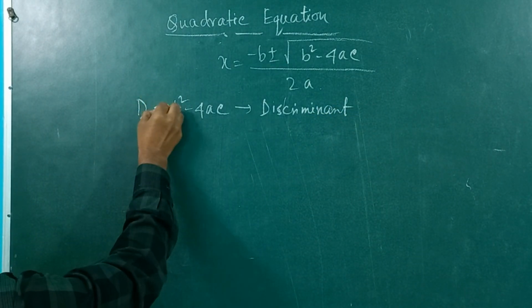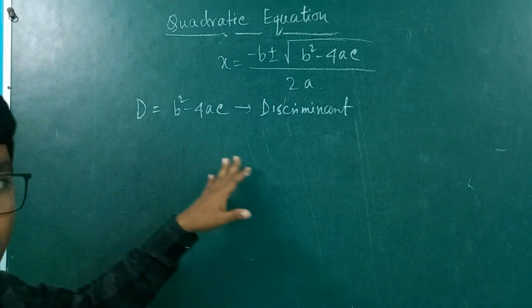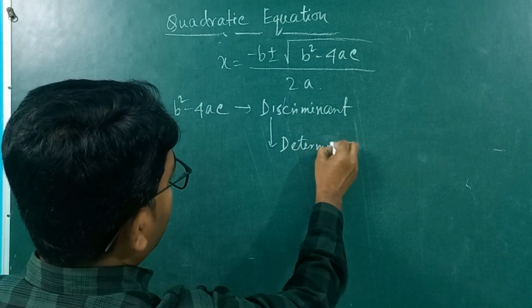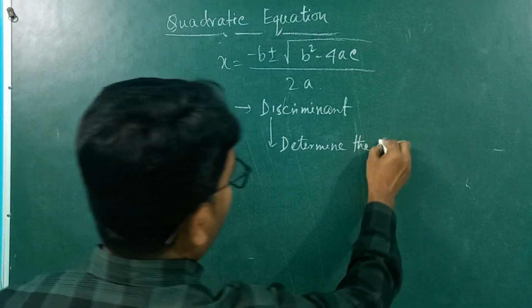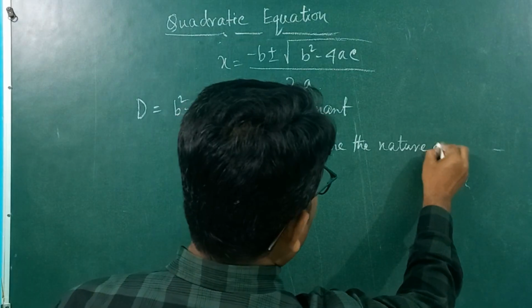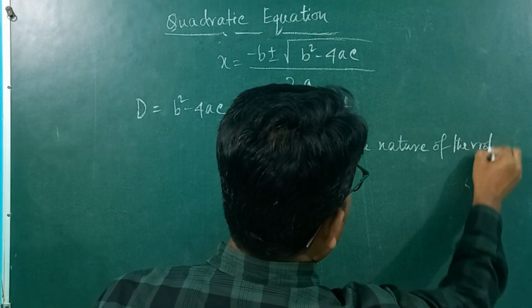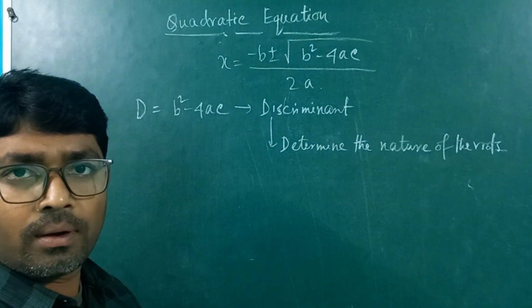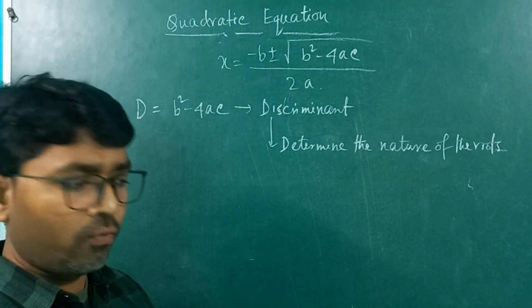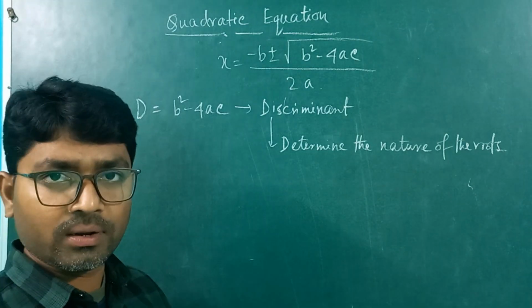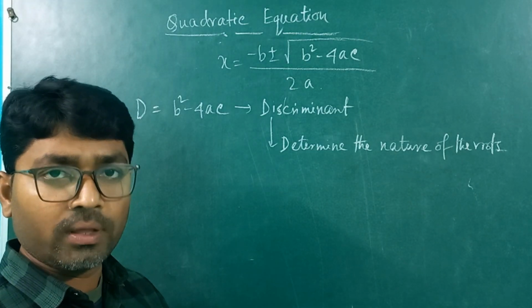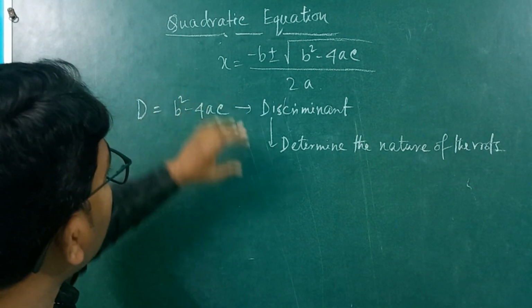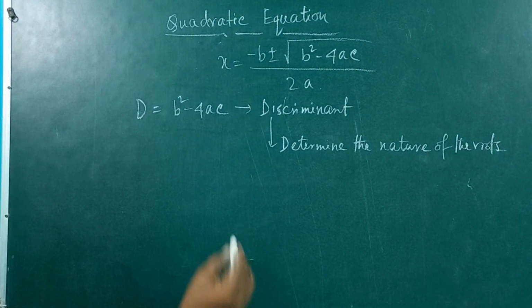And it was denoted by capital D. What is determined? It determines the nature of the root. That is, what will be the nature of the roots of the given equation, whether they are real or not real, that is imaginary. If they are real, whether they are distinct or equal, we can easily understand from this term b square minus 4ac. What are the conditions?